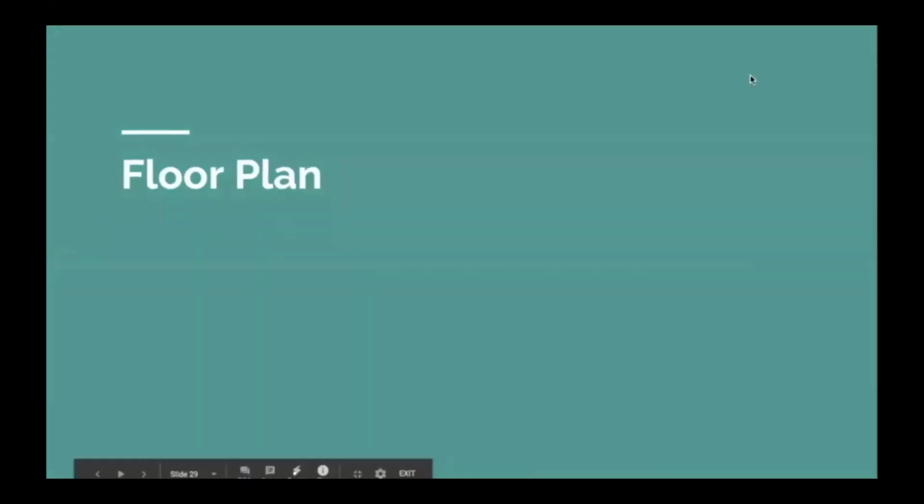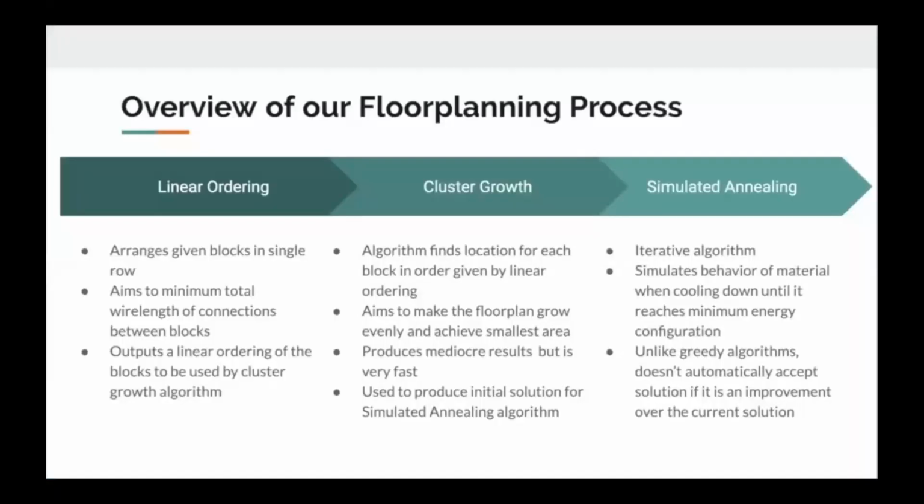Okay, thank you, Mayada. Now we'll discuss our floor planning phase. As we know, the input of our SoC is this JSON object that is generated by the GUI. So our floor planning algorithm starts by extracting the blocks and their interconnections from this JSON object. This array of blocks and their interconnections is fed into the linear ordering algorithm.